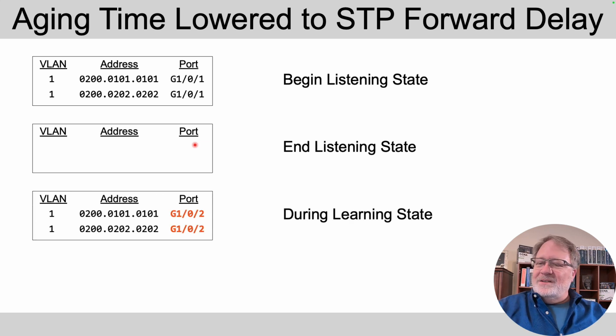And then in learning state, no frames are forwarded, but you can learn MAC addresses. The switch will learn MAC addresses. So those same MAC addresses could already be learned off of the port that's still up now, ready to use for when we reach a forwarding state.